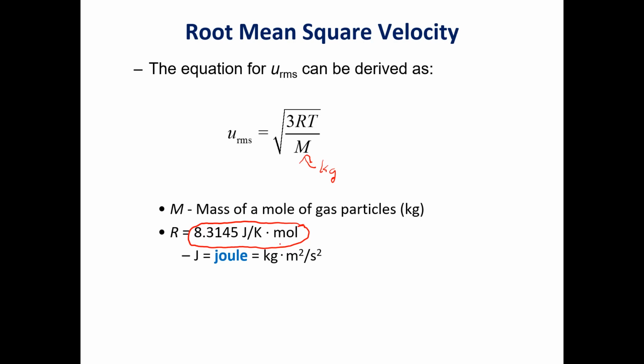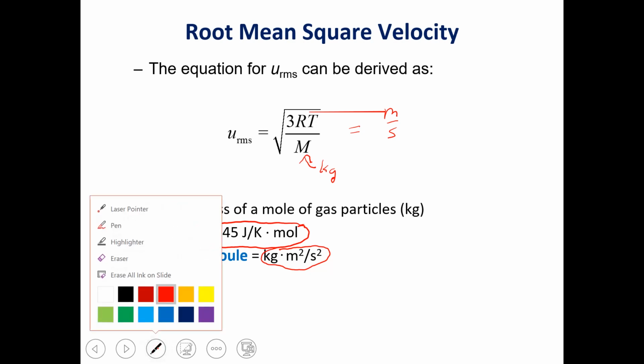If you think back to much earlier in the semester, you might remember that the joule is an abbreviation for kilograms times meter squared per second squared. So if you plug all of this in, you have to have mass in kilograms so that the units cancel out properly, so that the units come out to meters per second.